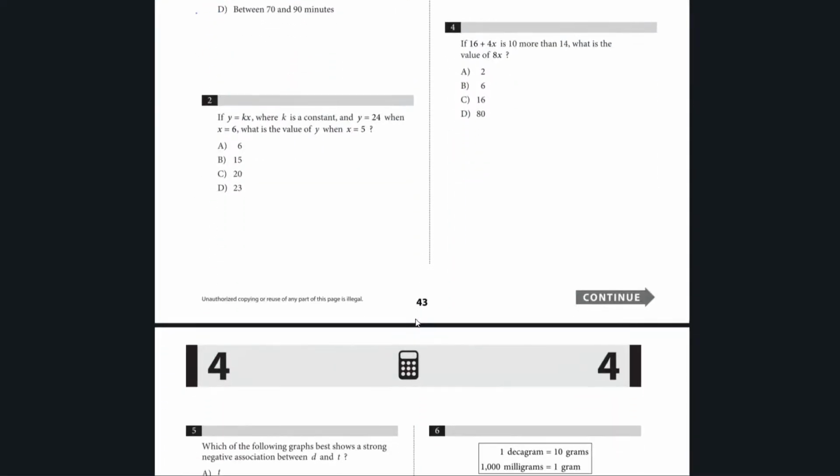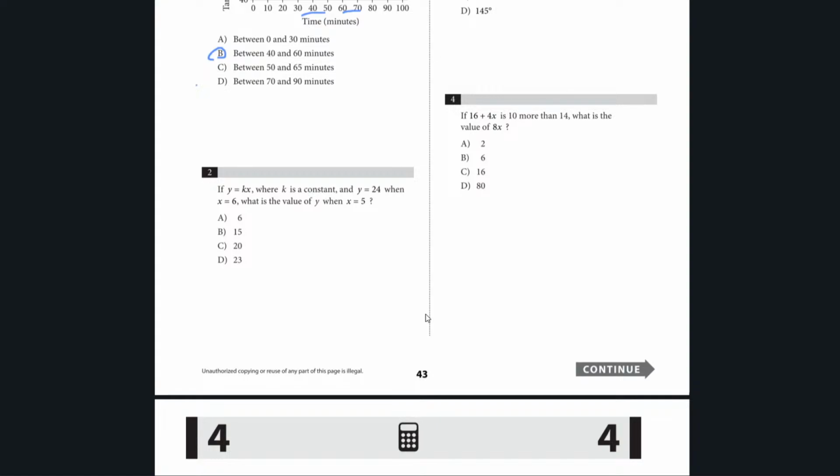That's B. If y is equal to kx, where k is a constant, and y is equal to 24 when x is equal to 6, what is the value of y when x is equal to 5? Okay, so when y is 24, we have k times 6. So we divide both sides by 6 to get k is equal to 4. So the value of y when x is equal to 5 is going to be y is equal to 4 times 5, or 20.